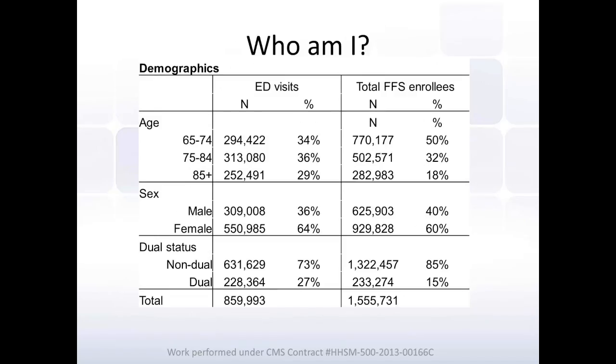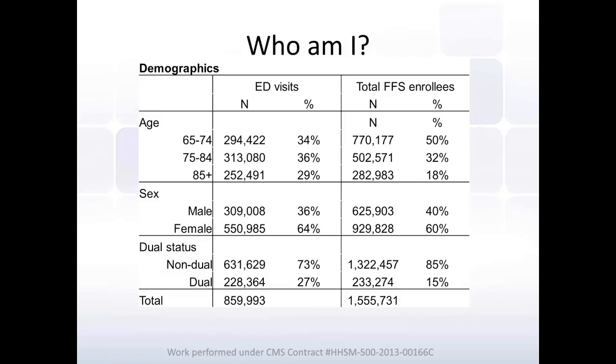Here's a simple demographic look. The left side columns are proportions of visits, whereas the right side are proportions of fee-for-service enrollees in this 5% sample. Thus, the totals at the bottom show us that there were about 860,000 emergency department visits among this 5% sample of 1.55 million fee-for-service enrollees. Extrapolating to the total fee-for-service population would indicate roughly 17 million emergency department visits for 31 million enrollees.